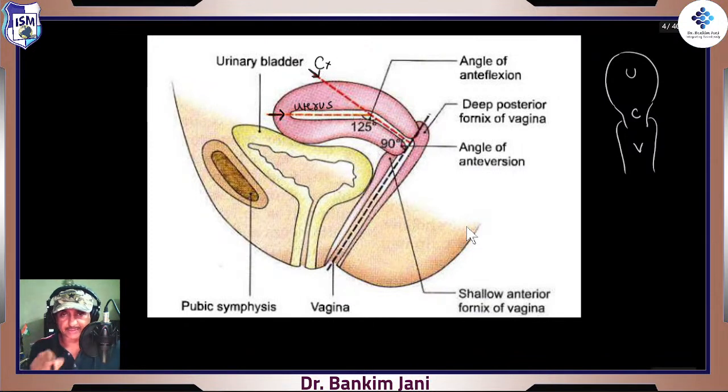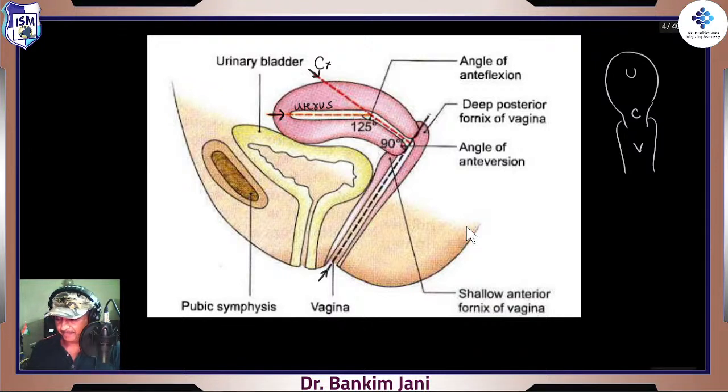Cervix is written as CX. Right? So that is cervix. And the long axis of vagina, that has already been drawn. So these three axes, they would be handling this anteflexion and anteversion angle, right?